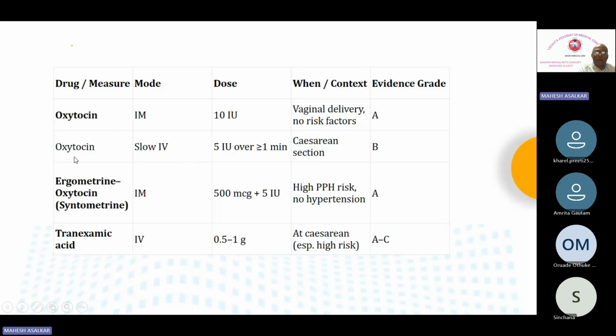Caesarean section, oxytocin, slow IV, 5 international units over a period of 1 minute. High risk patient, but does not have hypertension, you can go for syntometrine, that is 500 micrograms of ergometrine plus 5 units of oxytocin. Remember this, otherwise they can confuse you in various strengths. Then tranexamic acid at caesarean section.